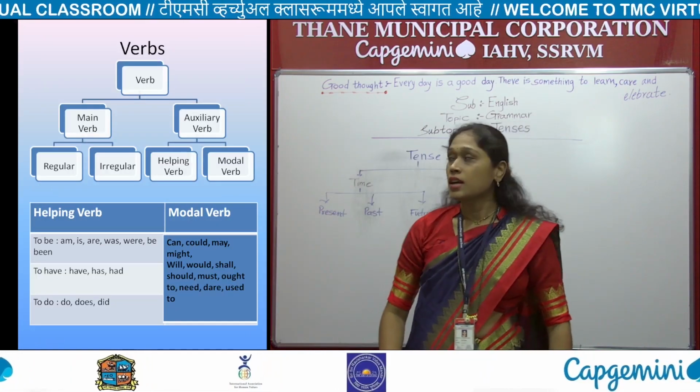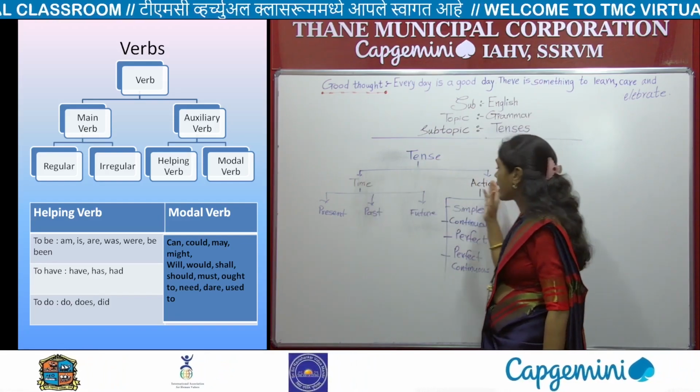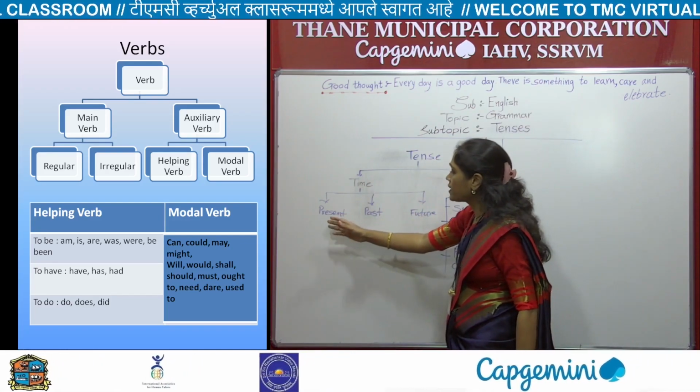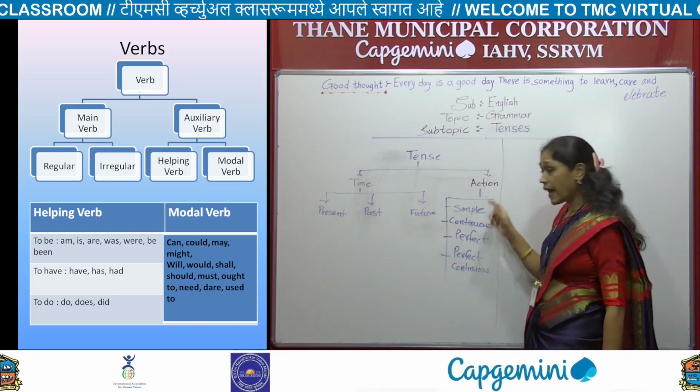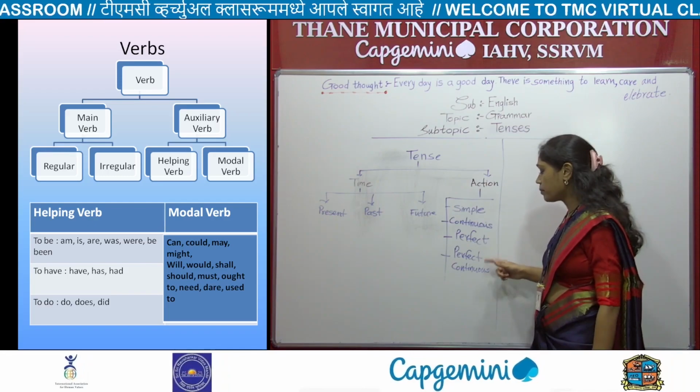See students, we know the idea about tense. Tense means time plus action. Time is divided into three parts: present, past, future. But the action is divided into four parts: simple, continuous, perfect, and perfect continuous.